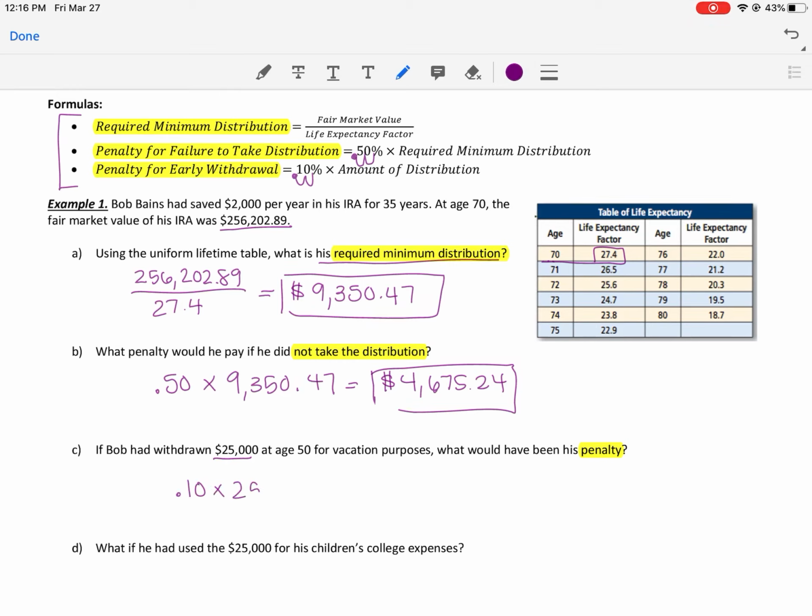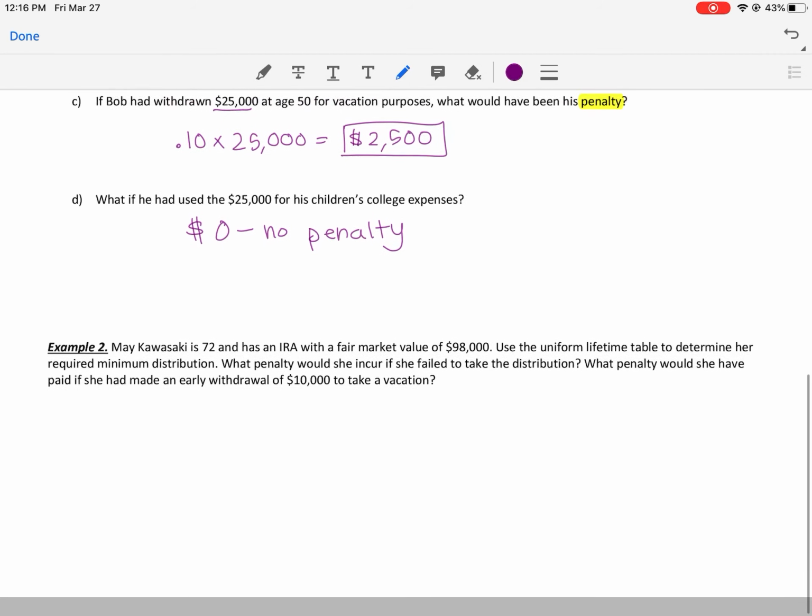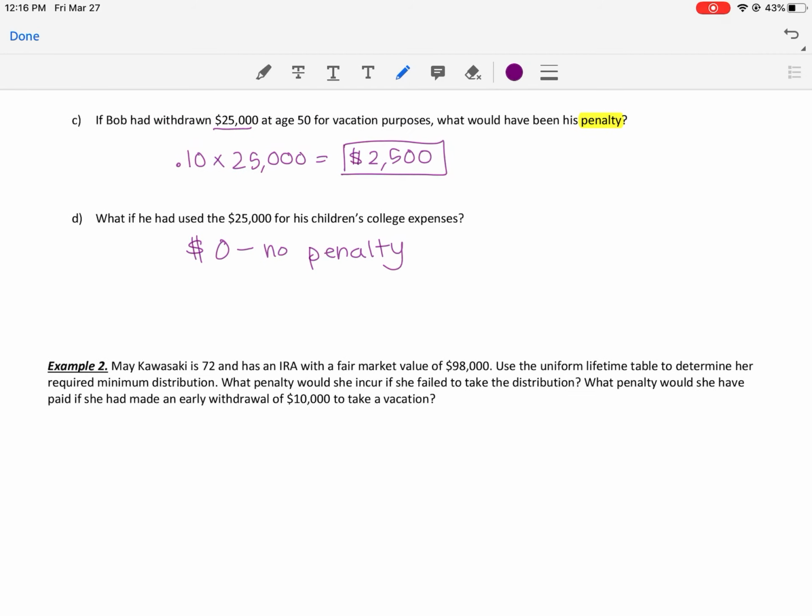Okay. However, on this next one, it says, what if he had used the $25,000 for his children's college expenses? So you think about what his penalty would have been there. The fun fact here is his penalty is actually 0. There's no penalty. So that's one of those things they call like a legitimate reason to take the money out. So like your first house could also be things such as education, etc. Okay, let's look at one more example together.